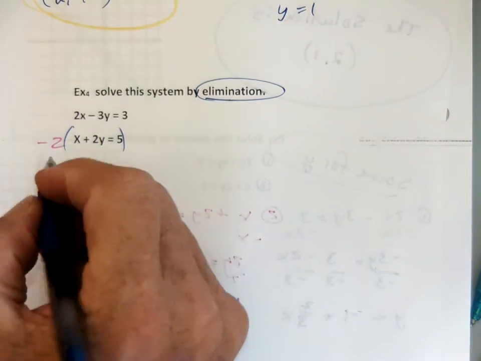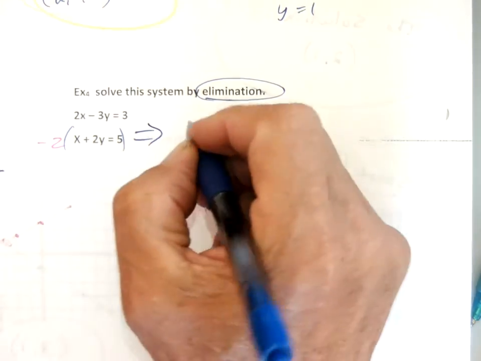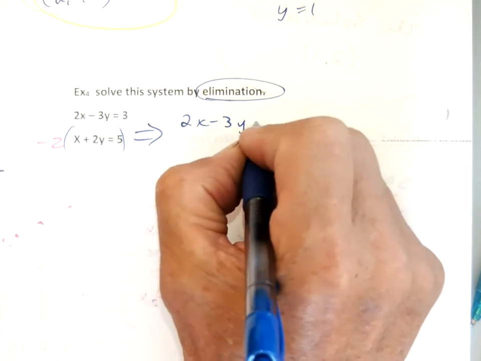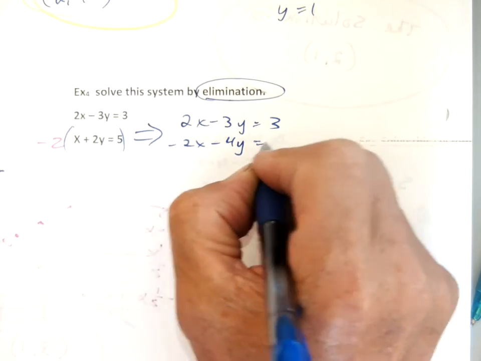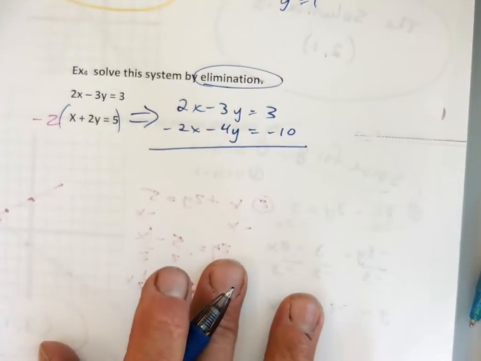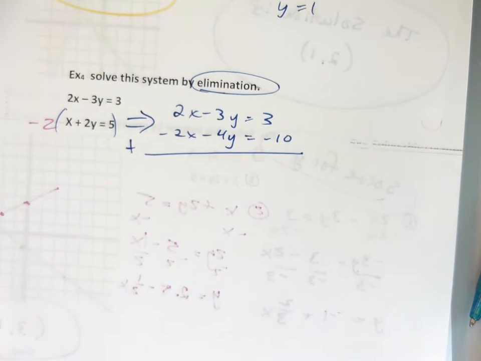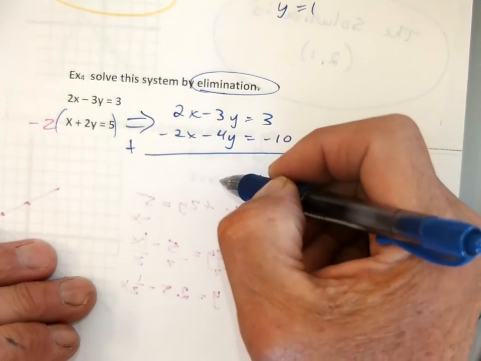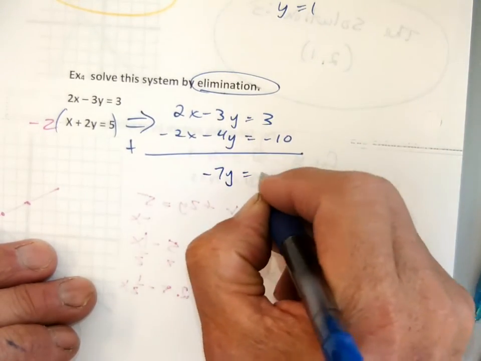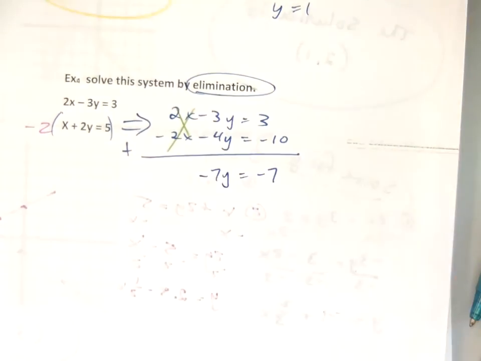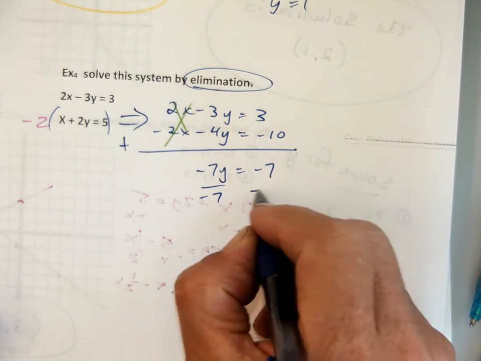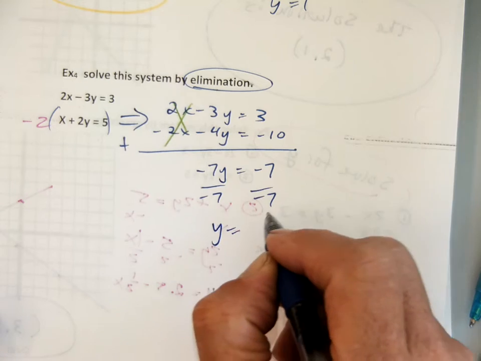So I'm going to multiply this whole equation by negative 2 and rewrite the equation. My equation is 2x minus 3y equals 3. And now I have negative 2x minus 4y equals negative 10. If I add them now, the x's are eliminated. Adding straight down, I get negative 7y equals negative 7, because the x's are gone. Finding the value of y is pretty simple, because I'll just divide by negative 7. Negative 7 divided by negative 7 is 1.